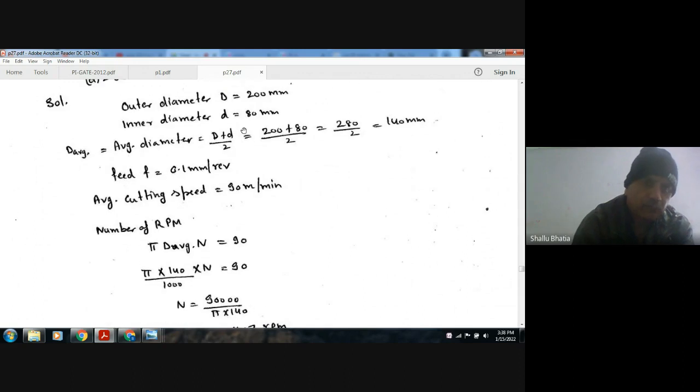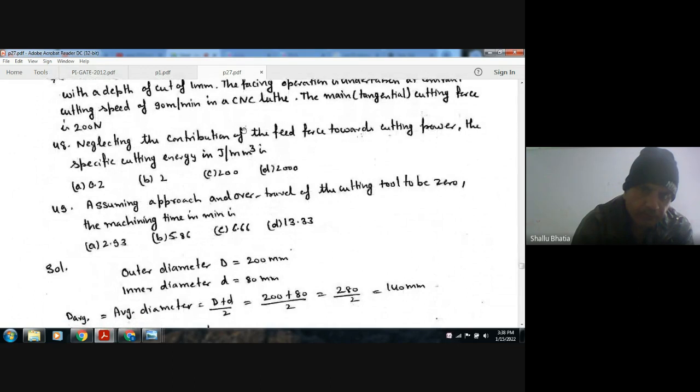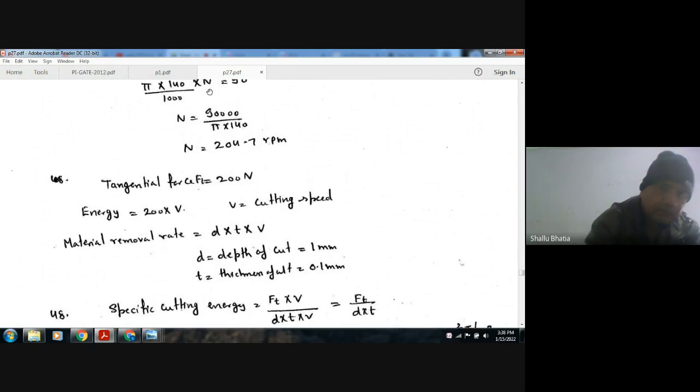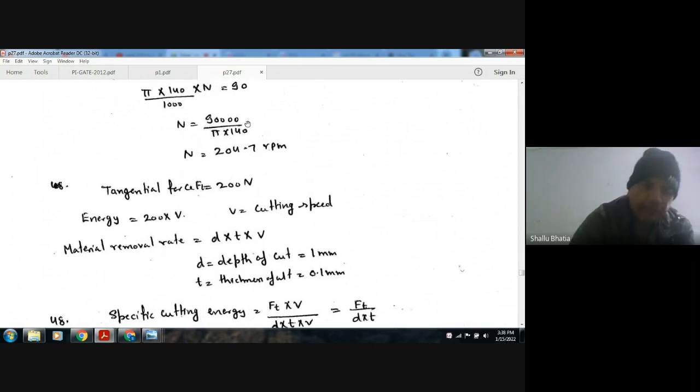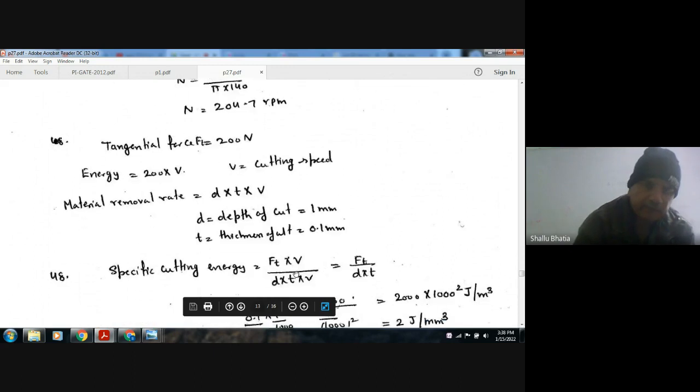So the feed in meter per revolution can be found out. Feed in mm per minute can be found out by multiplying f into n. The tangential force is 200 Newton. Power is nothing but tangential force into velocity or cutting speed, and the metal removal rate is d into t into v, where d is the depth of cut, t is the thickness, and v is the velocity.